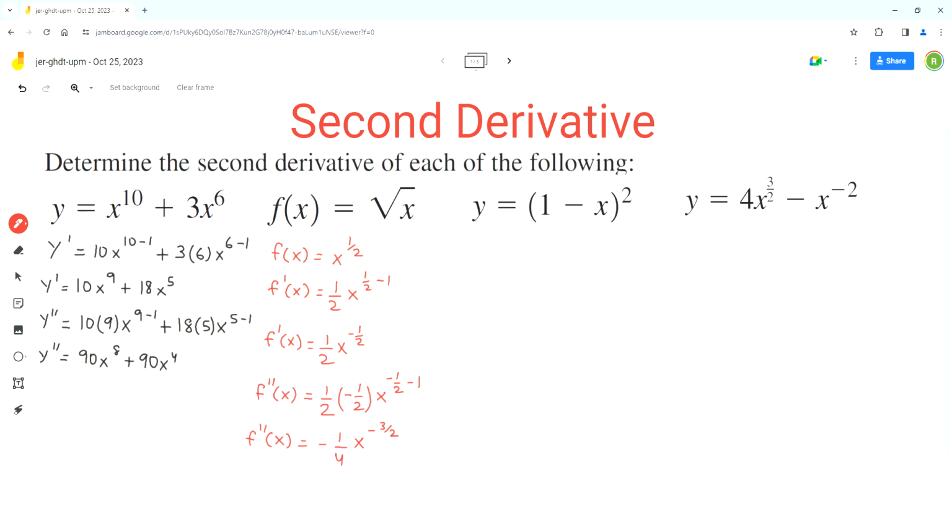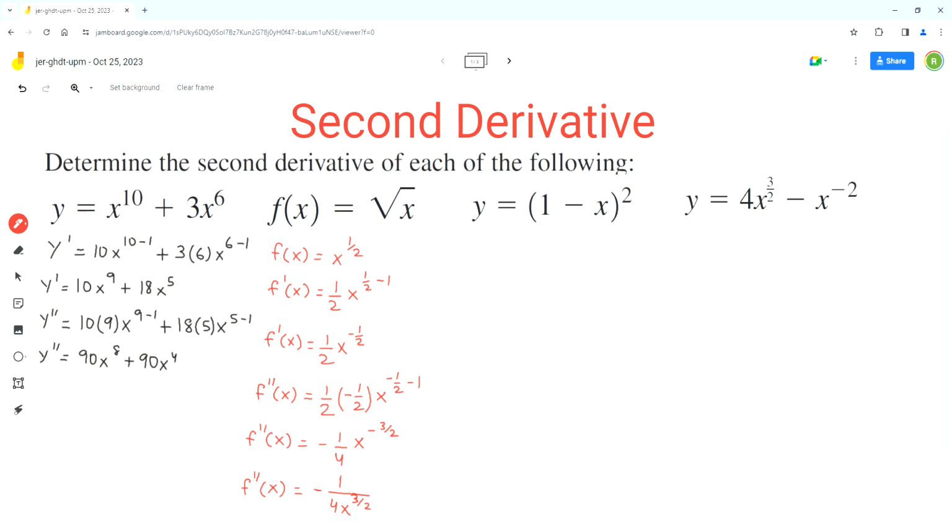Now we can move this x term to the denominator to make the exponent positive, because in the final answer we cannot have a negative exponent. So the answer will be 1 over negative 1 over 4 and then x exponent 3 over 2. So this should be the final answer for the second derivative of the second equation.